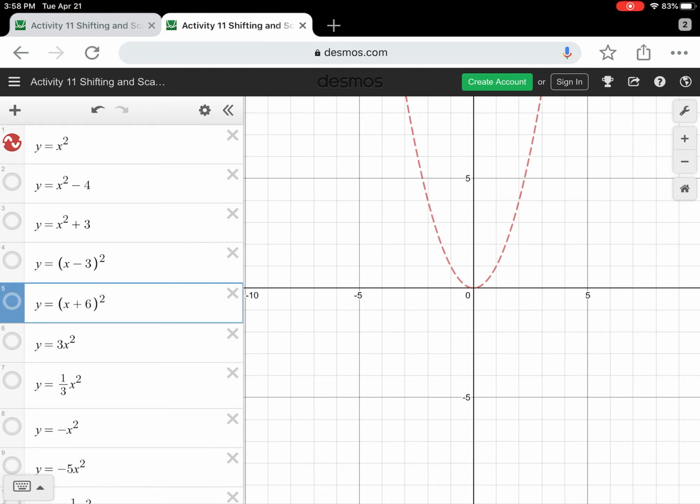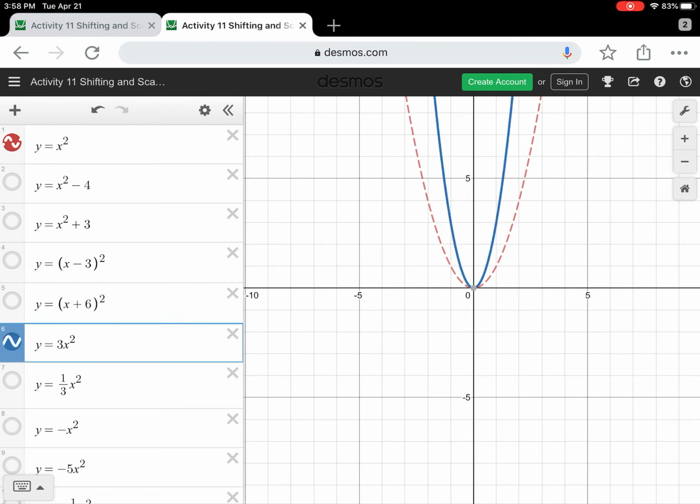All right, and the last change that you can have is changing the number in front of your x squared. If I change it to a number that is bigger than 1, your graph is going to get very tall and skinny. It's going to get narrower.